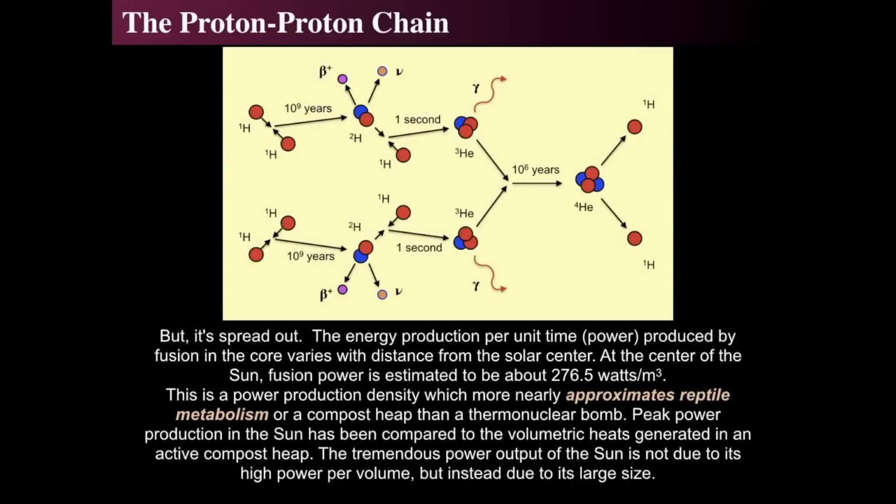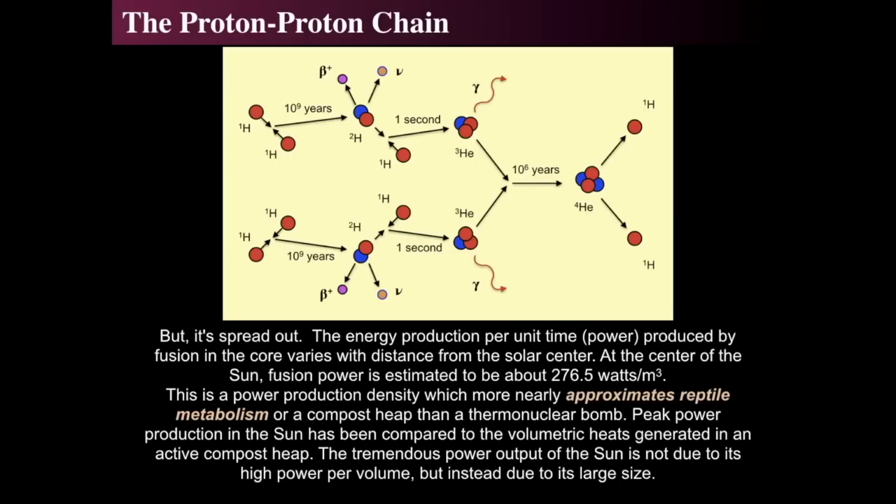We say the total power output works out to be about 275 or 276 watts per cubic meter. Okay, what's 276 watts per cubic meter? That's like 300-watt light bulbs in a large U-Haul box. So that's not a lot of power, actually, per cubic meter. And that's about the metabolism of a lizard. So it's kind of funny.